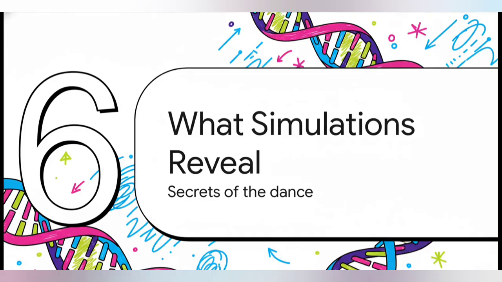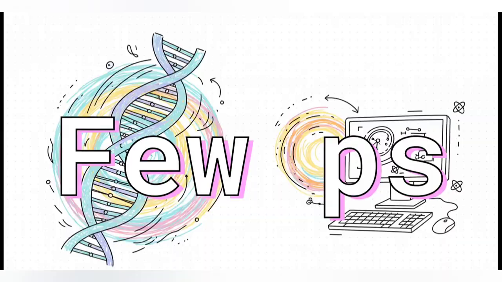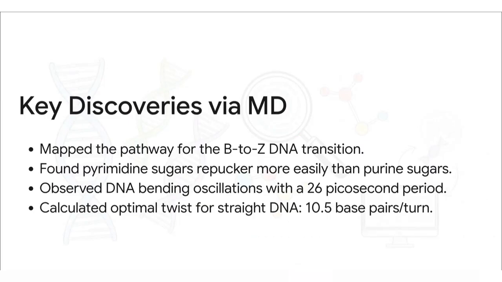Okay, so we built the virtual DNA. We made a movie of it. What's the payoff? What have these simulations actually revealed about the secrets of this dance that we didn't know before? Oh, a ton. For instance, one of the most basic movements in DNA is something called the repuckering of the sugar rings in its backbone. It's this tiny fundamental little flip. Well, these simulations showed that this happens spontaneously all the time, and it happens in just a few picoseconds. That's a few trillionths of a second. It's mind-bogglingly fast.